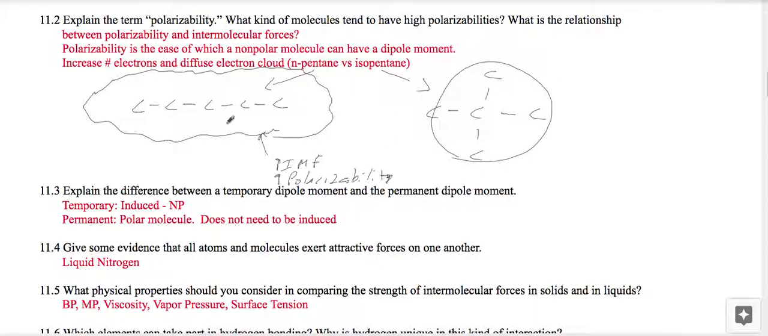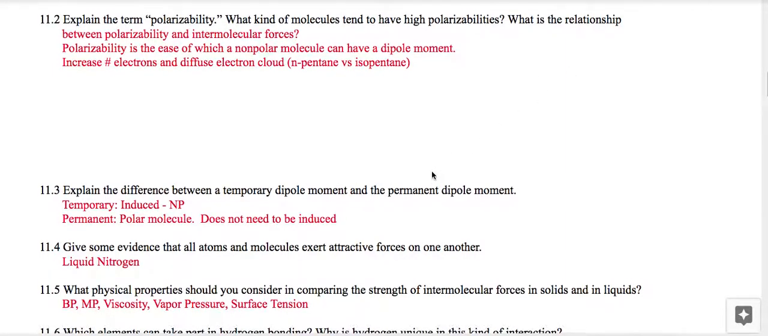This one here, so both of these have the same... I did that wrong, didn't I? This should be another carbon there. Both of these are going to have the exact same molecular mass, but the one that has a more diffuse electron cloud is the one that's going to have a higher polarizability. All right.